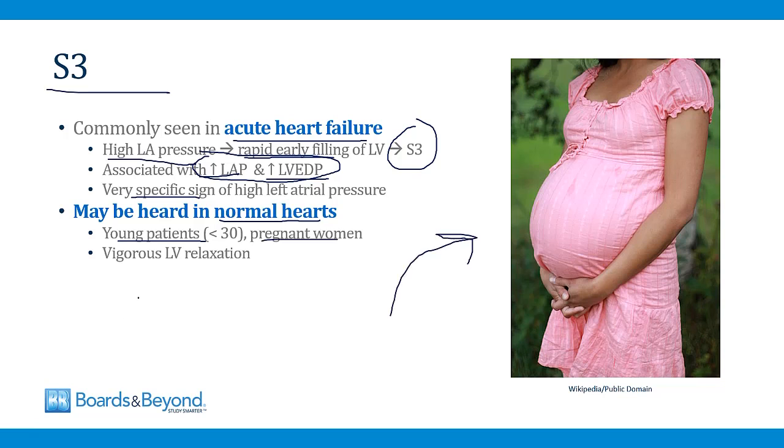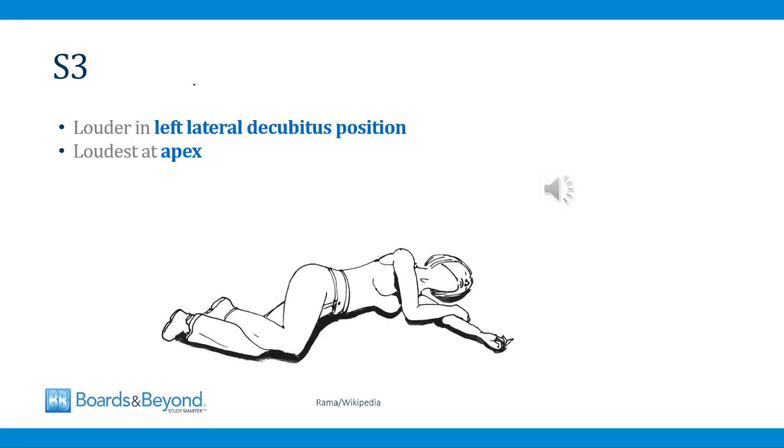These patients have very vigorous LV relaxation, and that essentially sucks blood into the left ventricle from the left atrium, causing it to slam into the wall and make an S3. So in this case, the S3 is not being caused by high left atrial pressure. An S3 sound can sometimes be difficult to hear when the patient is seated upright on the examining table. You should be aware that S3 is classically loudest in the left lateral decubitus position.